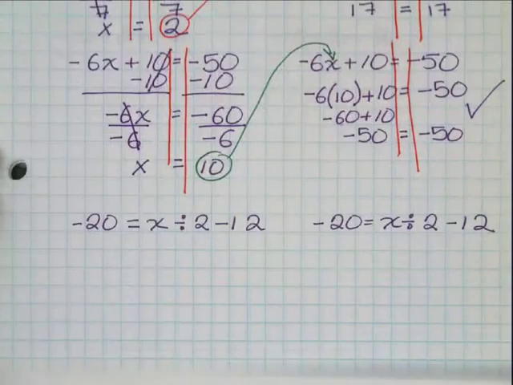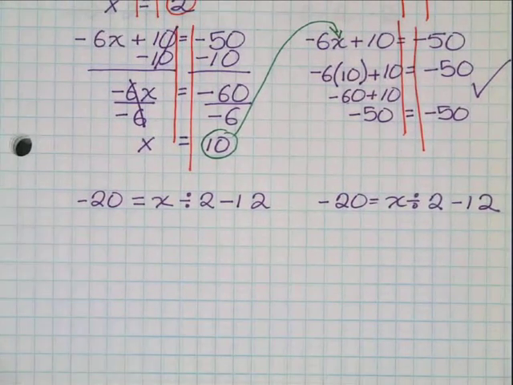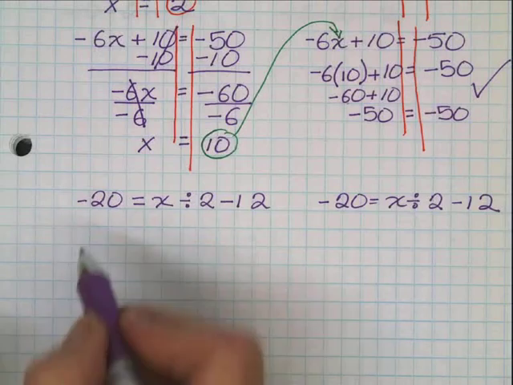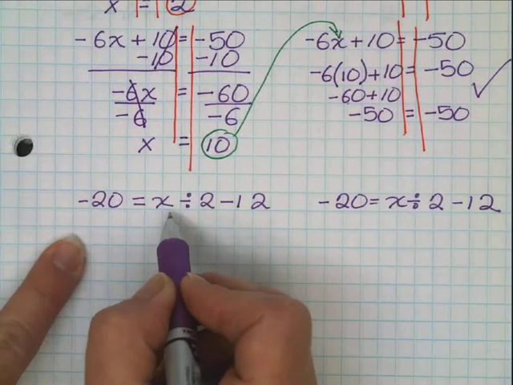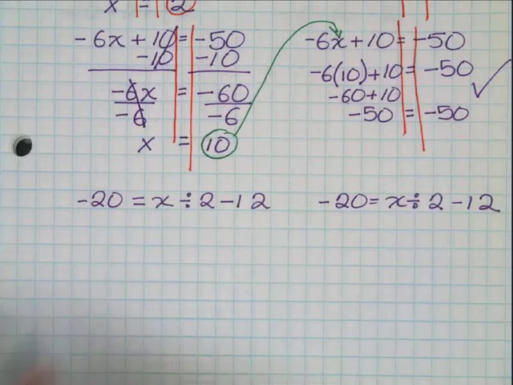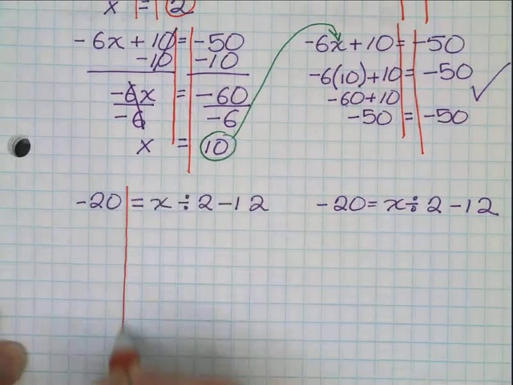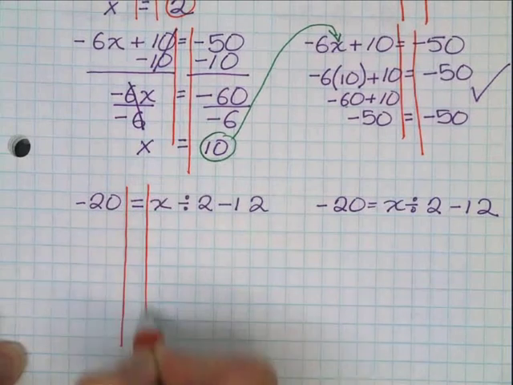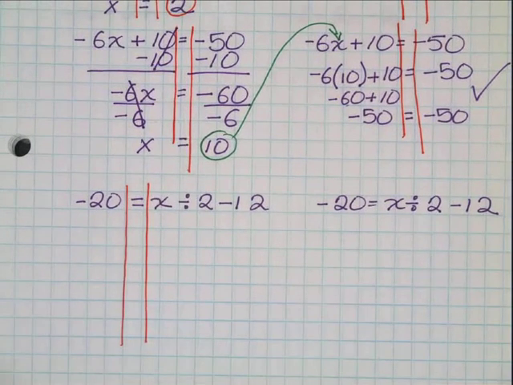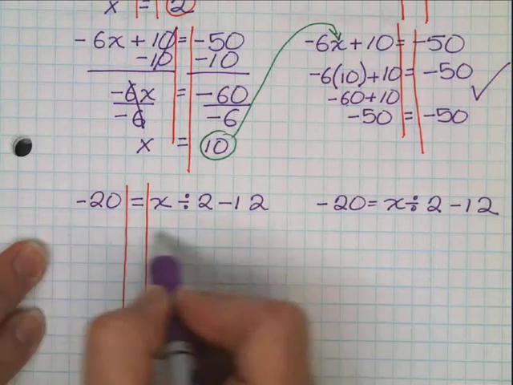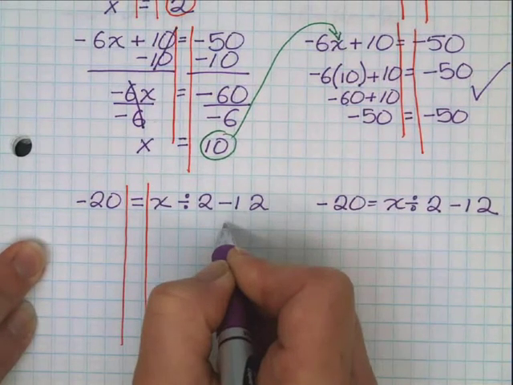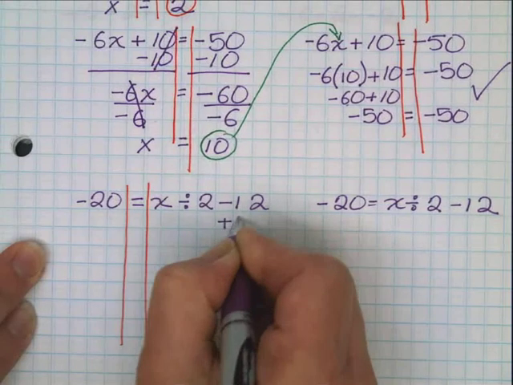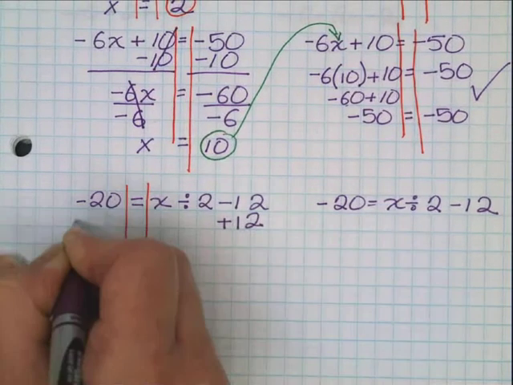For my third example, you'll notice that the variable is on the right-hand side. Don't let that throw you. Again, draw your ladder, work on getting the variable by itself, and keeping both sides of the equation equal. So I come over to the right side and I see this take away 12, or negative 12, so I'm going to add 12 to each side of this equation.